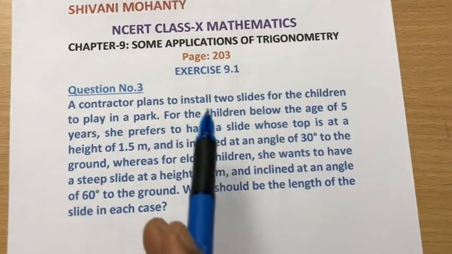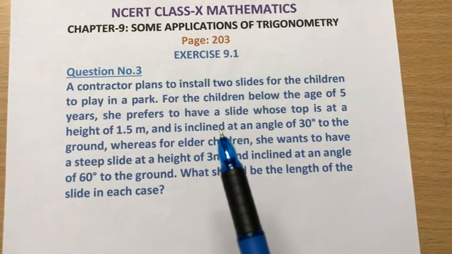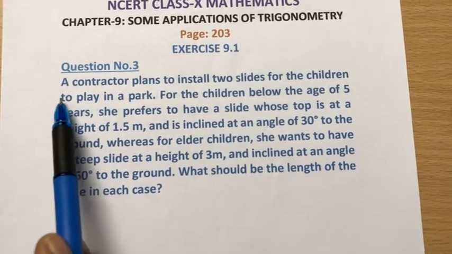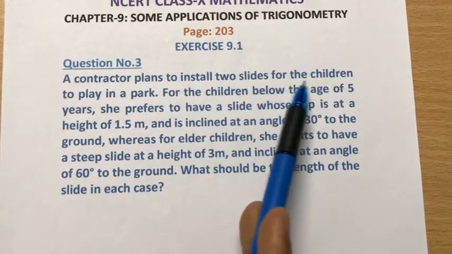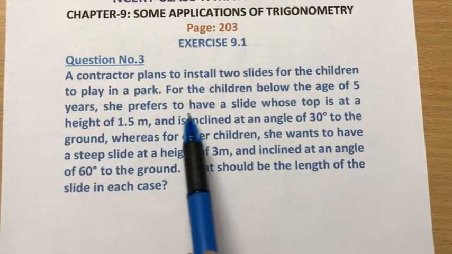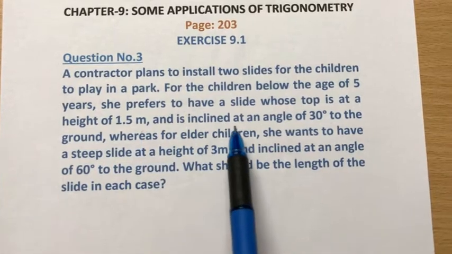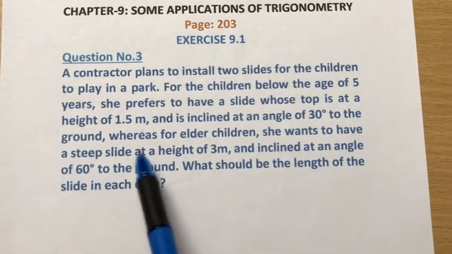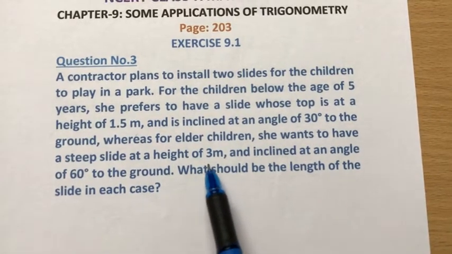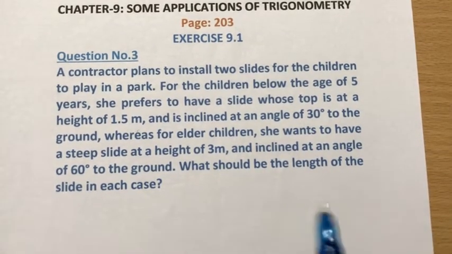Now I go to question number 3. It's a bit long question, but the solution is very easy. You can very well visualize this particular question. A contractor plans to install 2 slides for the children to play in a park. For the children below the age of 5 years, she prefers to have a slide whose top is at a height of 1.5 meter and is inclined at an angle of 30 degree to the ground, whereas for elder children, she wants to have a steep slide at a height of 3 meter and inclined at an angle of 60 degree to the ground. What should be the length of the slide in each case?